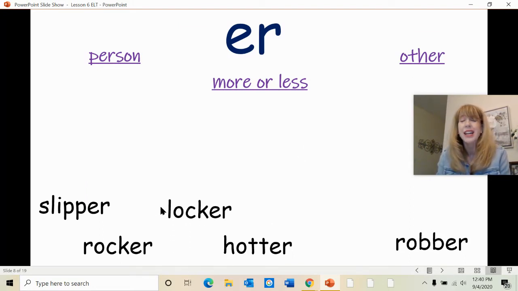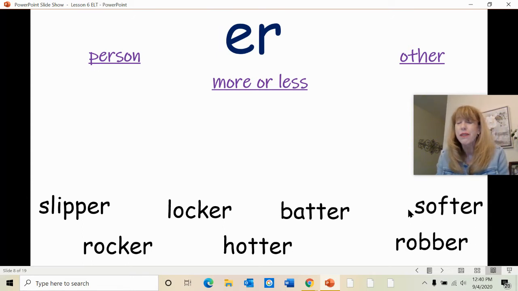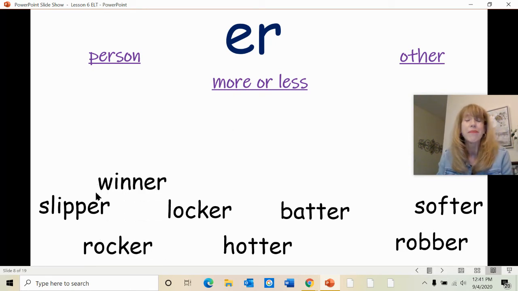We have you try it. Locker, that would be other. We have, you know this one. Batter, it's a person who bats. We have, you try it. Softer, that's more or less. Yes, more. This is softer than that, so more or less. Next one, you try. Winner, it's not, yeah, it actually is a person, huh? A winner is someone who wins something, so it is a person.